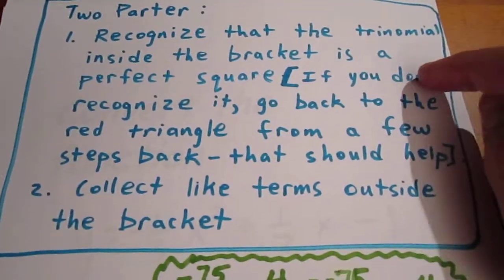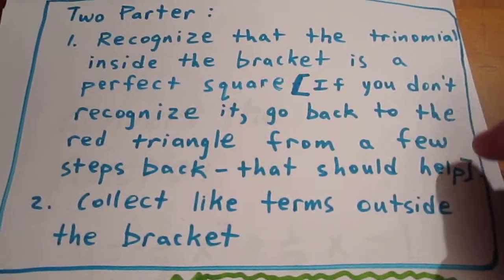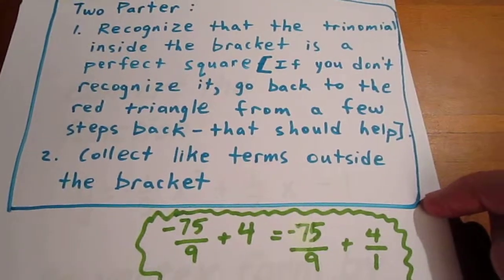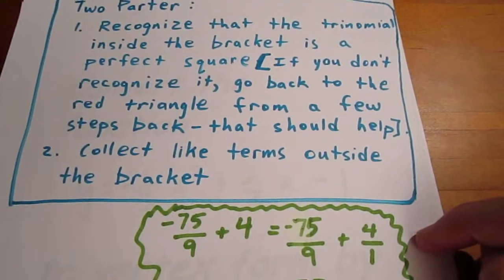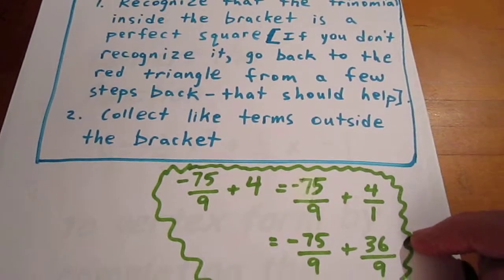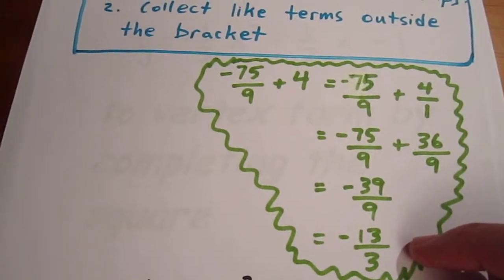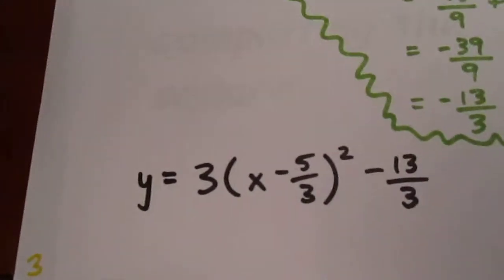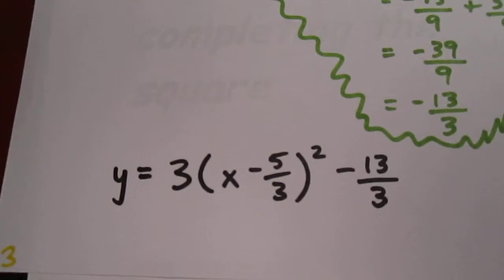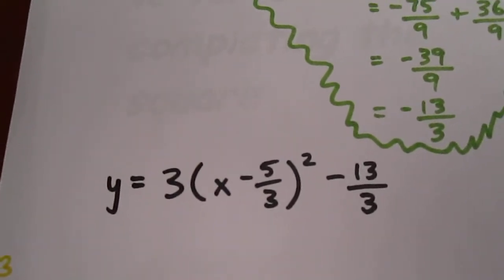So we recognize the trinomial inside the bracket is a perfect square by looking at the red triangle if we need to, and we collect like terms outside the bracket. Negative 75 over 9 plus 4 is the same as negative 75 over 9 plus 4 over 1, which is negative 75 over 9 plus 36 over 9, which is negative 39 over 9, which reduces to negative 13 over 3. And so really what we have in vertex form is the quadratic y equals 3 times x minus 5 thirds quantity squared minus 13 over 3.